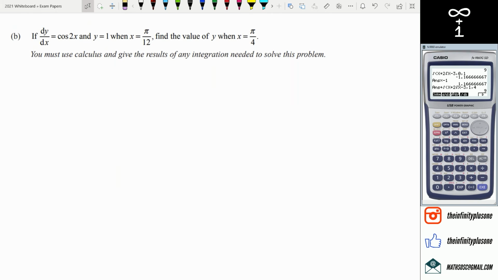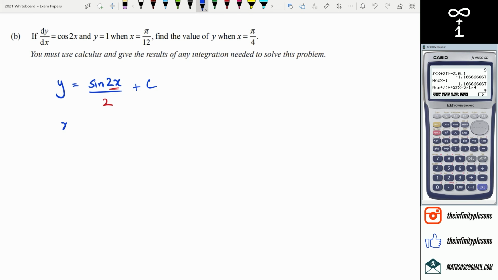Okay, so the second question, what we have here is yet another differential equation. Well, we don't really have a differential equation, it's just integration. So we're going to integrate cos 2x to give us what y is. Integration of cos is sine. So that's going to be sine 2x divided by 2, because that's the differentiation of 2x. And of course, plus c.